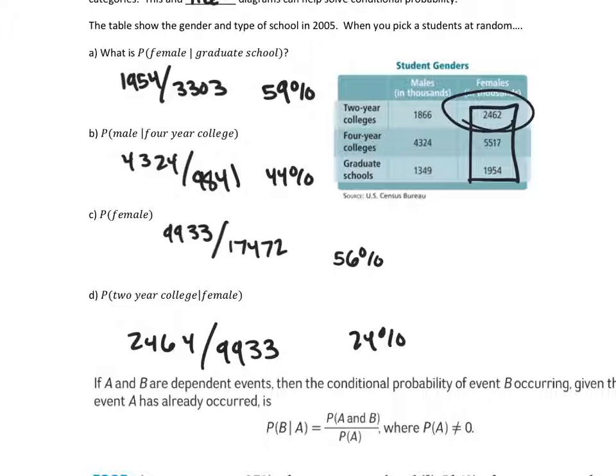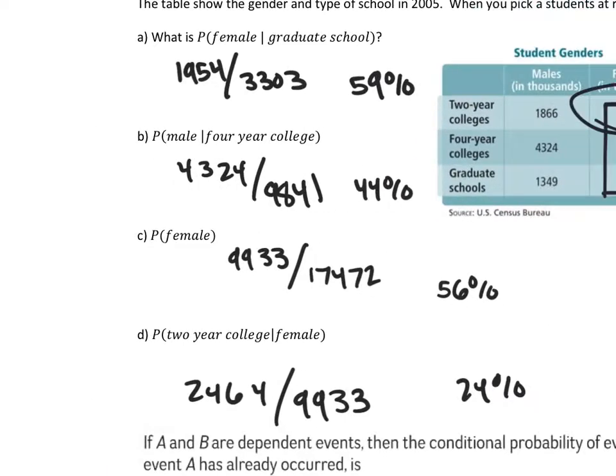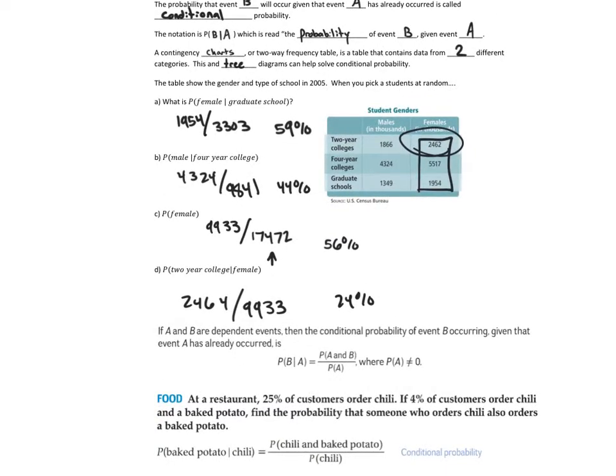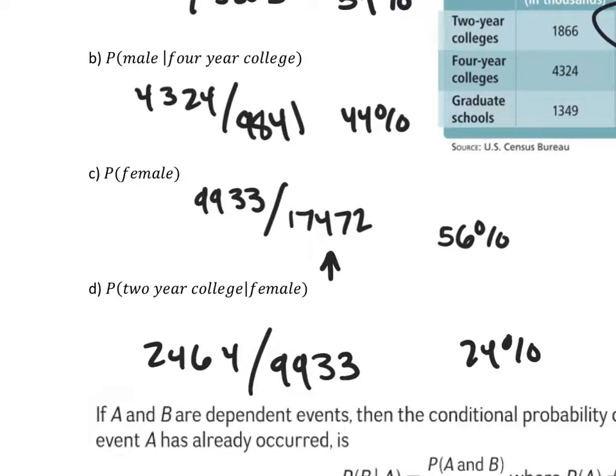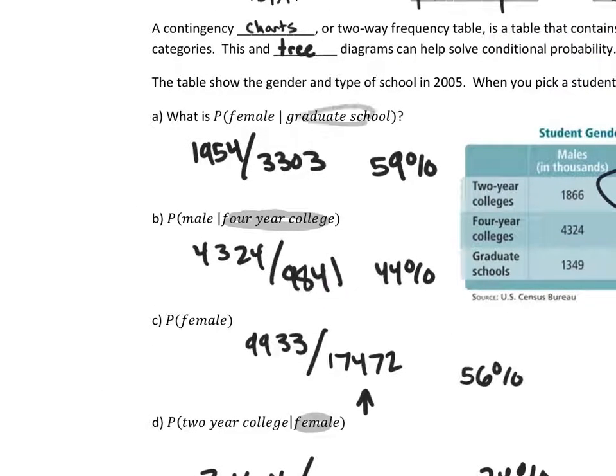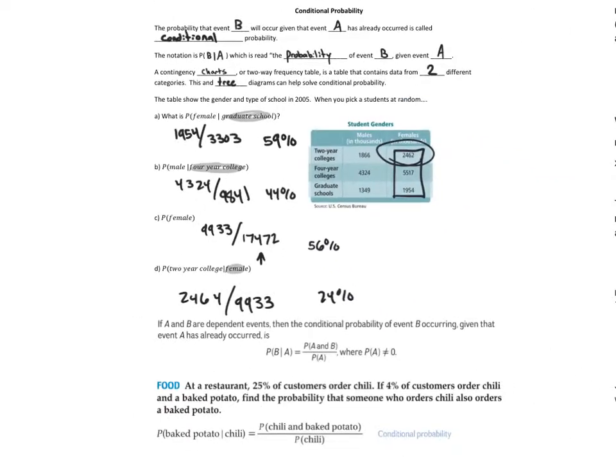So what conditional probability allows us to do with tables is look at specific sets within other sets of data. Meanwhile, regular probability is going to use the overall sample size where it's all the data put together. Conditional probability allows us to be a little bit more specific when we're looking at a certain parameter, which in this case was females, in this case, 4-year college, and in this case, graduate school.